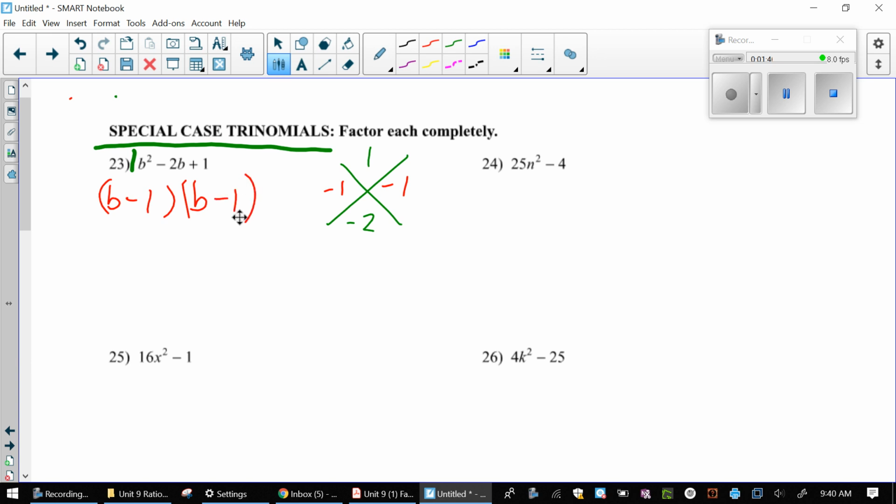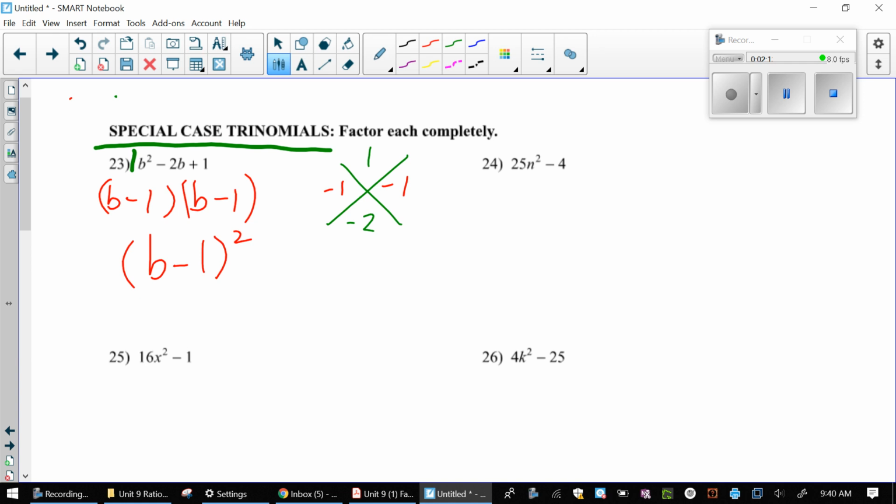Why is this called a special case? If we look at it, we have b minus 1 times b minus 1, and we can rewrite this as b minus 1 squared. That's why it's a special case, because this is a binomial squared pattern. If we look back at it, -1 plus -1, or -1 times 2, is right there, -2, and -1 squared is +1. There's a special case.